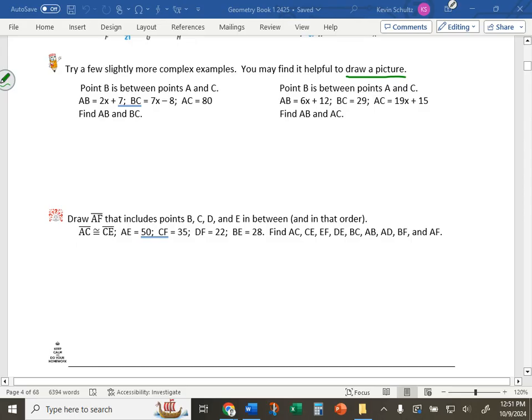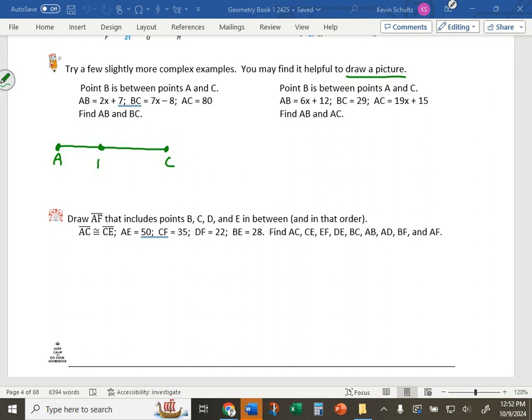Do we know if B is closer to A or closer to C? No. We don't really care. We're just drawing a sketch of segment AC, and point B is somewhere in between them. Then it says that from A to B is 2x plus 7.